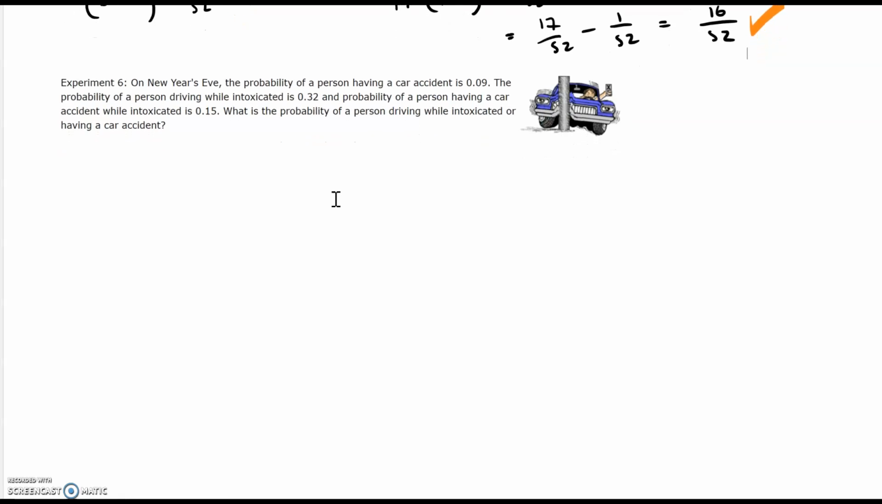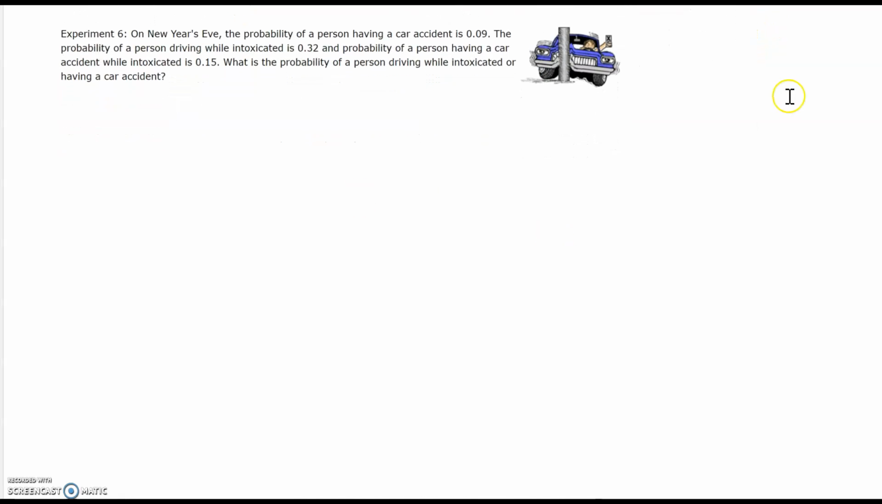Alrighty, last question. On New Year's Eve, the probability of a person having a car accident is 0.09. The probability of a person driving while intoxicated is 0.32. And the probability of a person having a car accident while intoxicated is 0.15. What is the probability of a person driving while intoxicated or having a car accident? So I'm going to work this one out without doing the Venn diagram first.